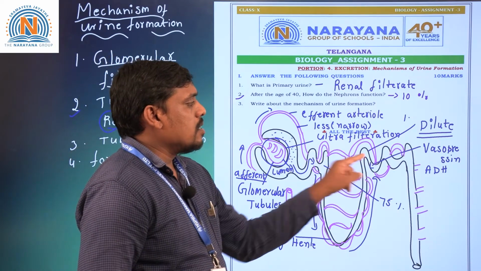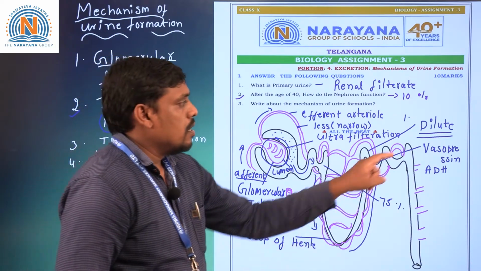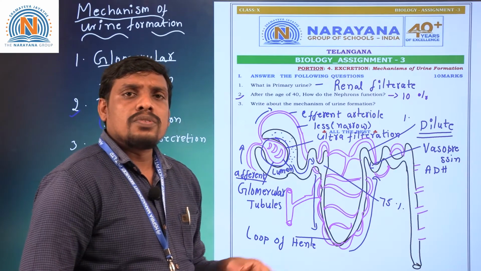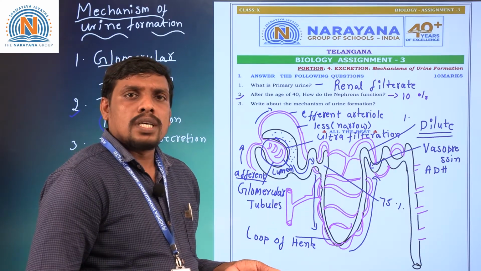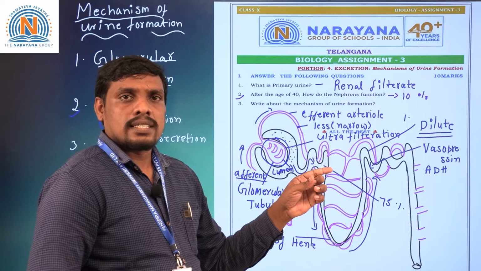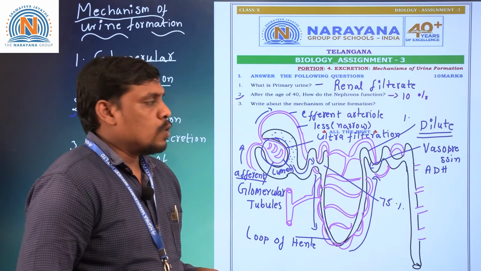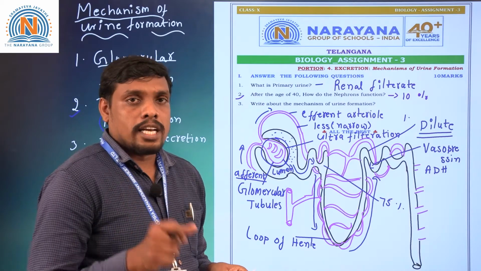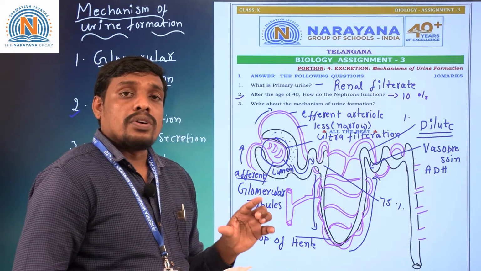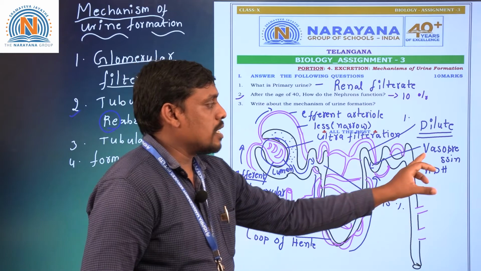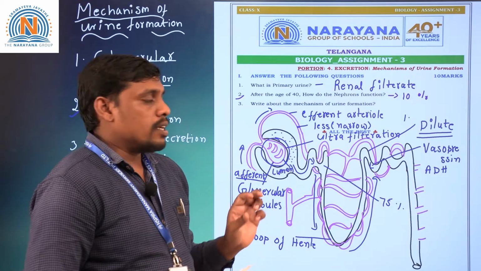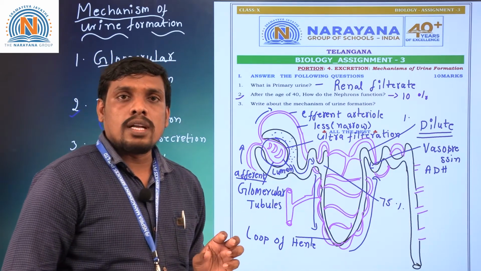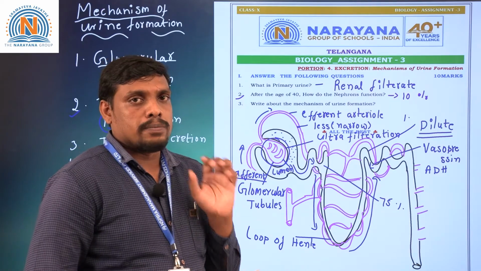When vasopressin is released into the DCT, immediately, with the help of vasopressin, useful nutrients are absorbed from the renal filtrate of the DCT. This kind of absorption is called facilitated reabsorption. What is it called? Facilitated reabsorption. Reabsorption that takes place by vasopressin in the dilute urine of the DCT is called facilitated reabsorption.